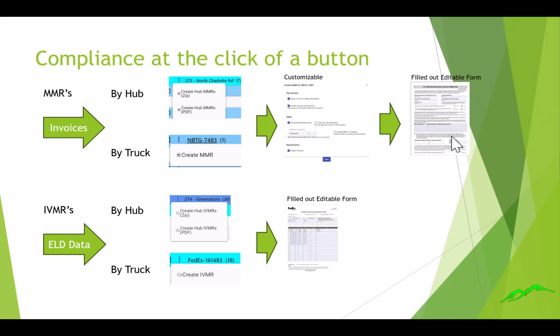This is also an editable form, so if you want to type something in or change something, you can just click on it and change it. The date will be included, your signature will be included, and it'll be ready to go. The IVMRs work the exact same way. From the ELD data, you just click on the hub or on the truck, say create, and it fills out an editable form. It's saved and ready to go, but if you want to change something or type something differently, you can just click on it and change it.